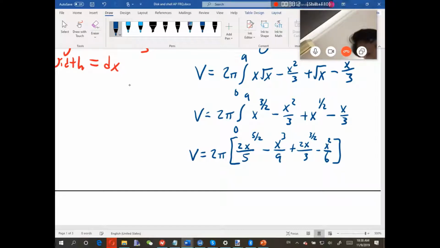It was a really good job with those fractions. I know it's hard with English. Okay, so then going from 0 to 9. Once again, for that lower bound, when you plug in 0, you're just going to be subtracting 0. So we're only worried about plugging in the upper bound. Okay, so my volume is 2 pi times all of this.